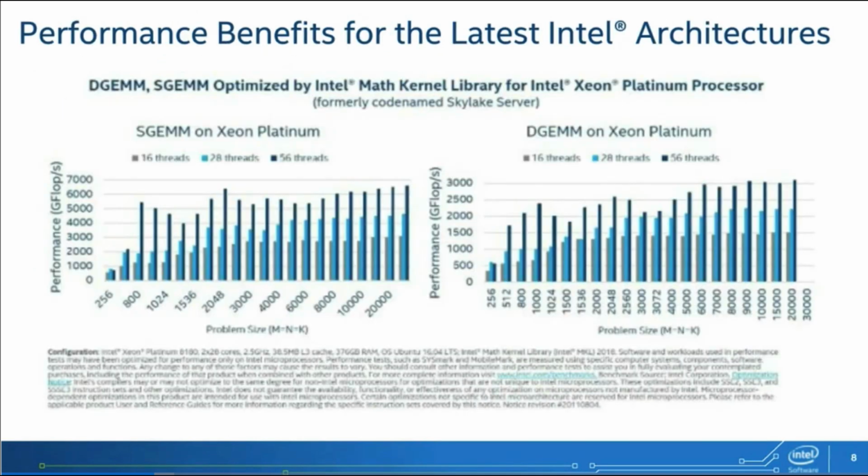Here's an example of different performance benefits on automatic scaling according to the amount of threads. So this is single precision general matrix multiply, and this is double precision. This is the same code base, but as you deploy to a higher number of threads, you get immediate performance scaling, especially as your problem size increases.